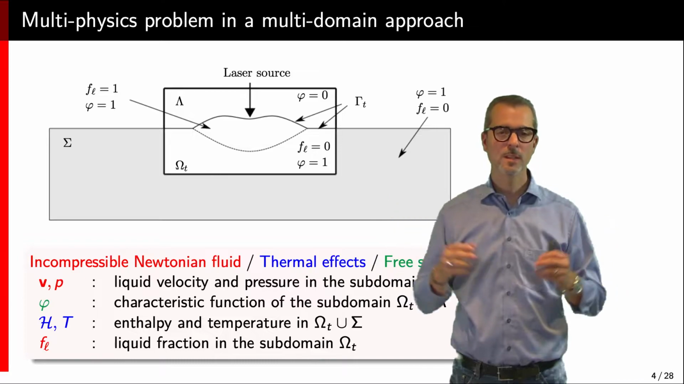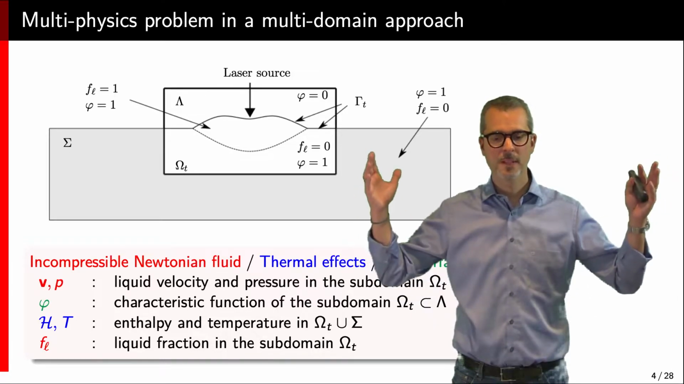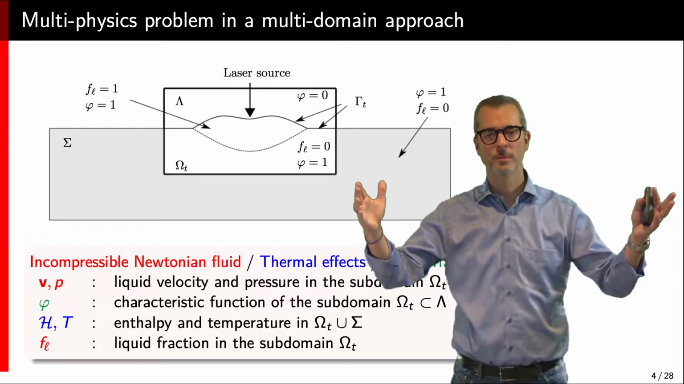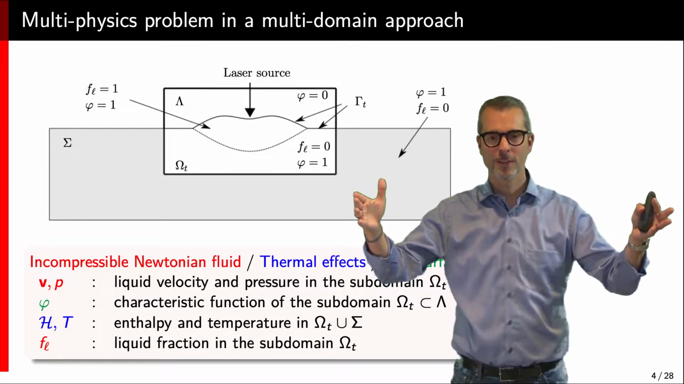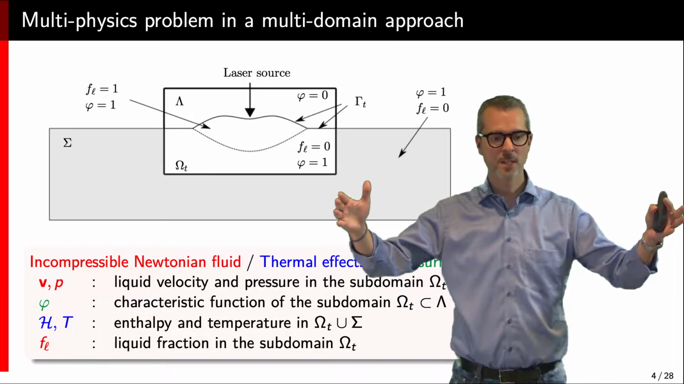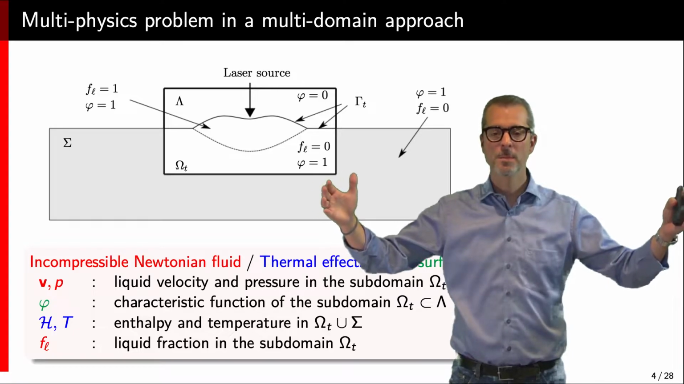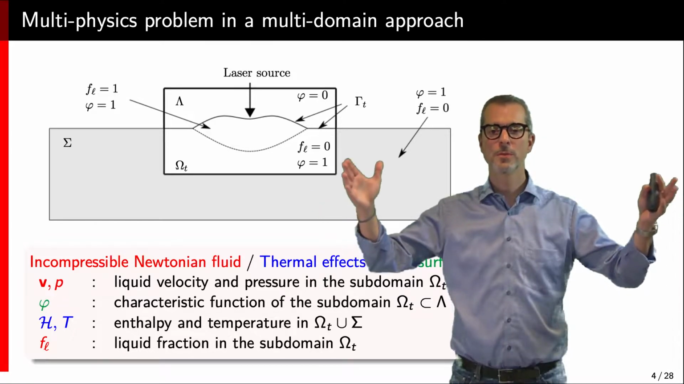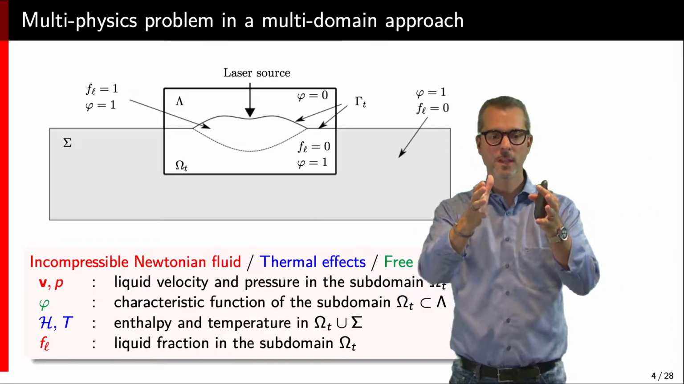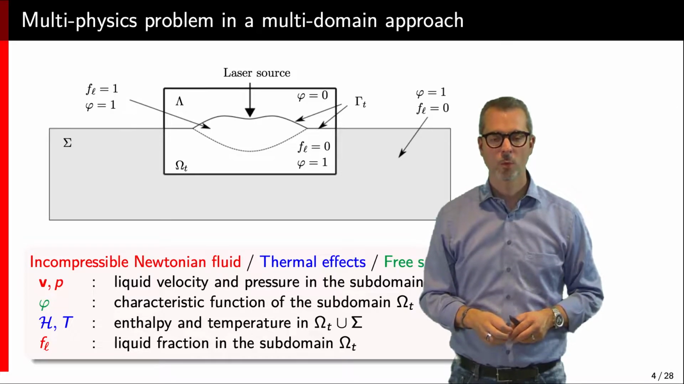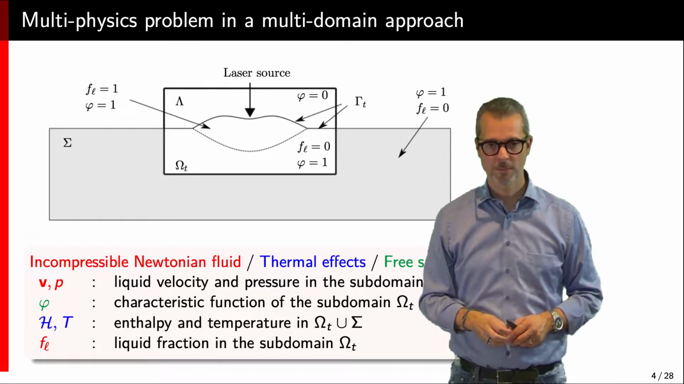And we are going to do it in a multi-domain approach. So typically, we are going to solve the heat equation in the large piece here, the big gray piece, but in order to solve the fluid flow, we are going to zoom only in the subdomain here, the white box that is called lambda.